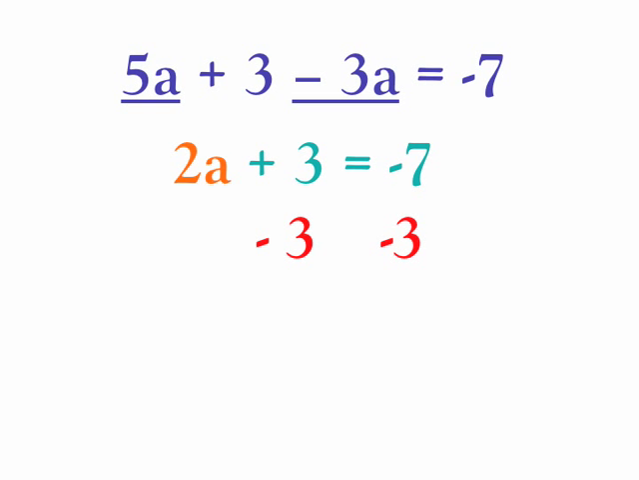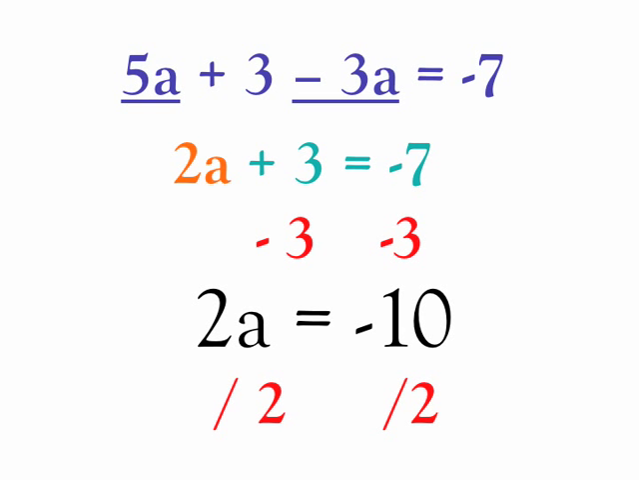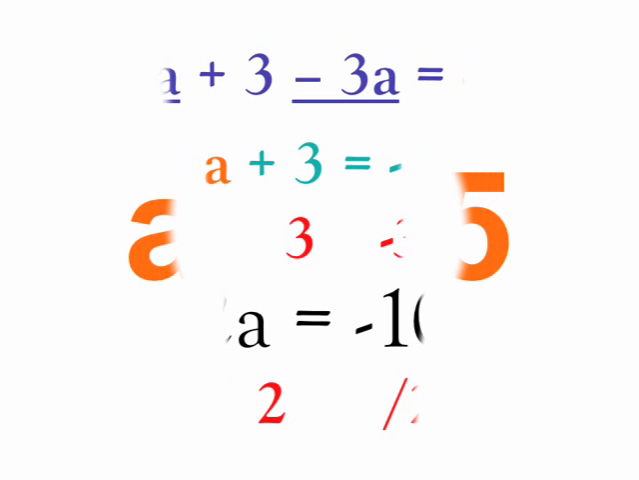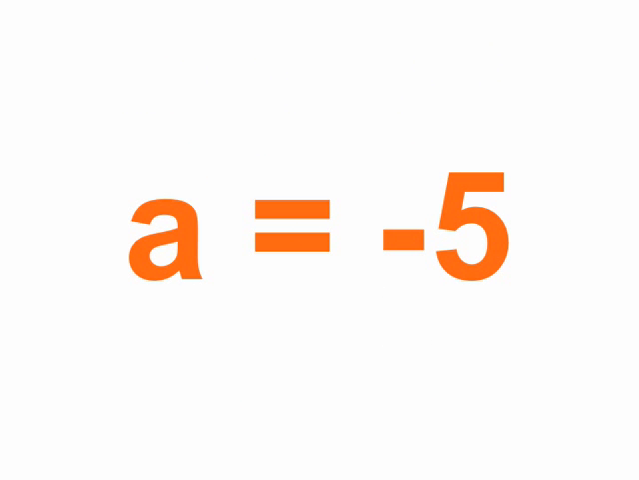Now paying close attention to the right-hand side, a negative 7 and a negative 3 combine together to make negative 10. Now, the opposite of multiplying by 2 is dividing by 2, and a negative 10 divided by 2 gives me negative 5.